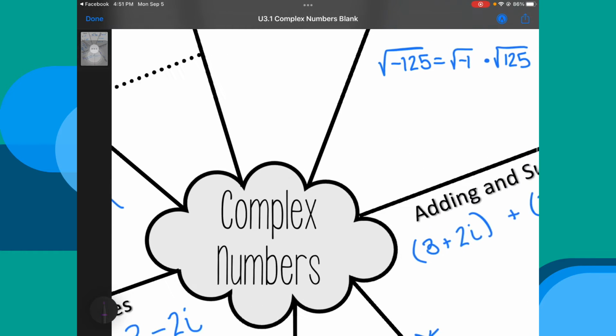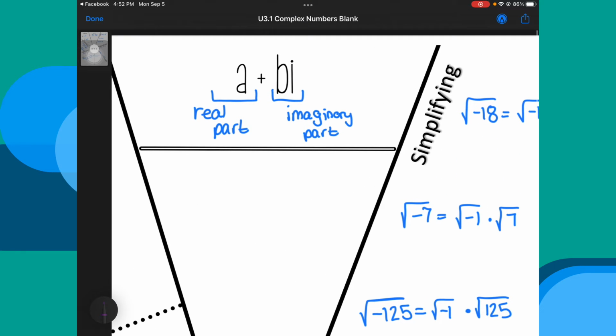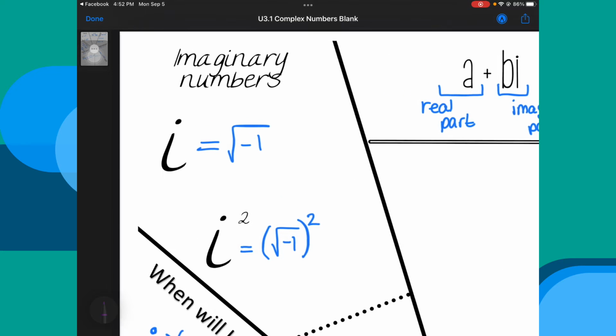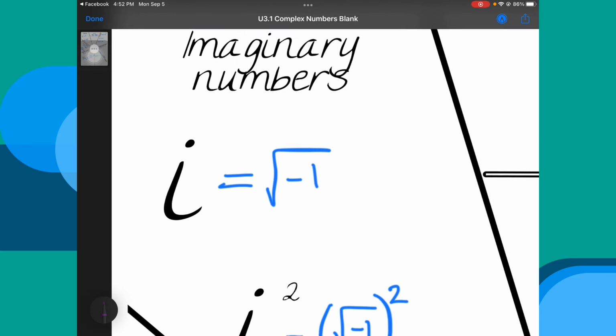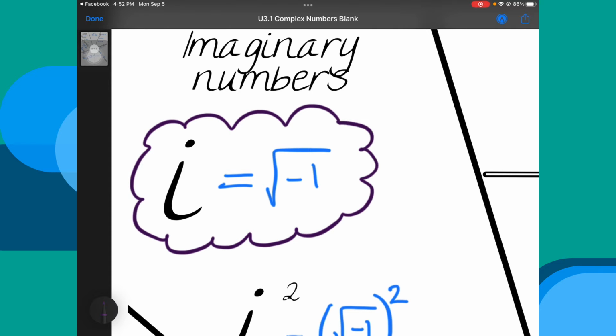What's a complex number? Well, a complex number is something that has a real part and an imaginary part. We normally put the real part in front and the imaginary part in the back. So imaginary numbers. We use the letter i like a variable to represent imaginary numbers. i is equal to the square root of -1. This is how i is defined.